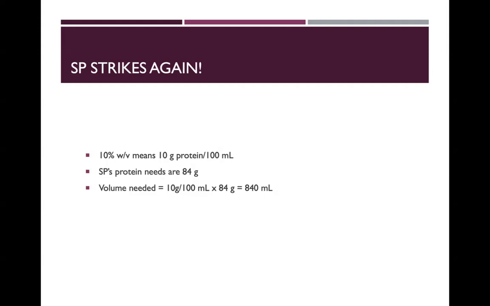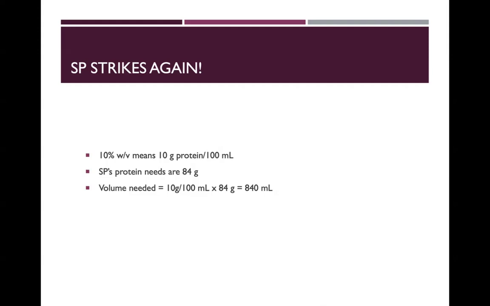But I have that stock solution of 10%, and I need to get 84 grams out of it. How do I do that? Set it up as a ratio proportion. That gives you 840 mLs. So if I'm making this my imaginary parenteral nutrition bag for SP, and I'm taking one ingredient after another and pouring it into the bag, the first thing I figured out is how many grams of protein she needs, then figured out how many milliliters. Then I'm going to get my stock solution, pour 840 into that imaginary bag. Now I have just a protein ingredient.